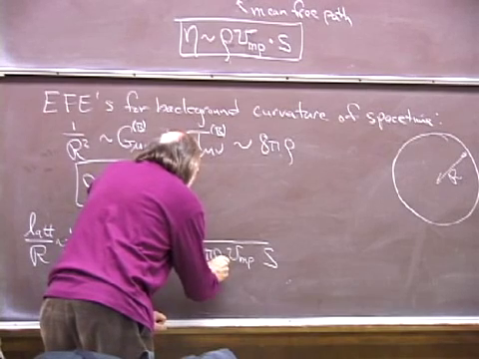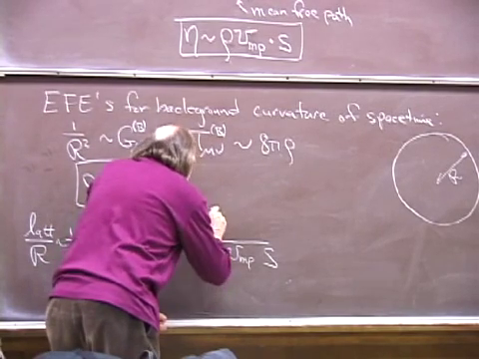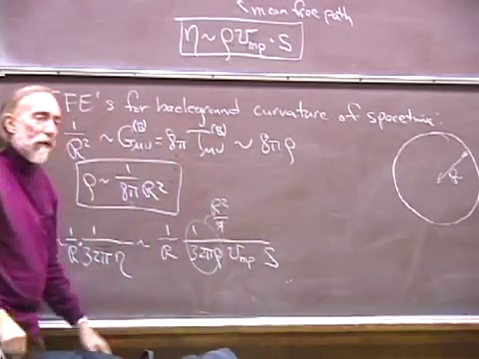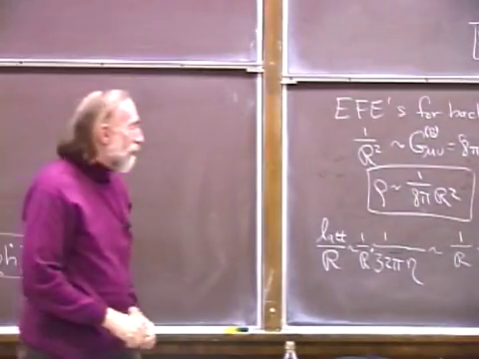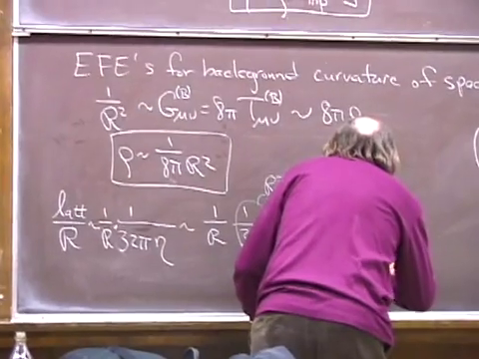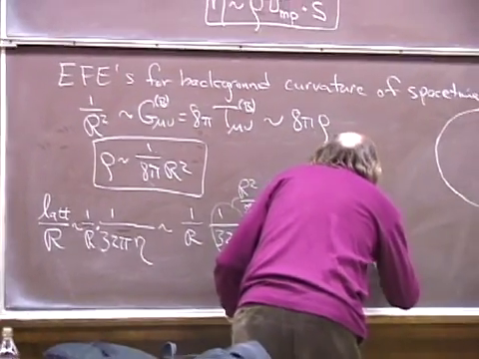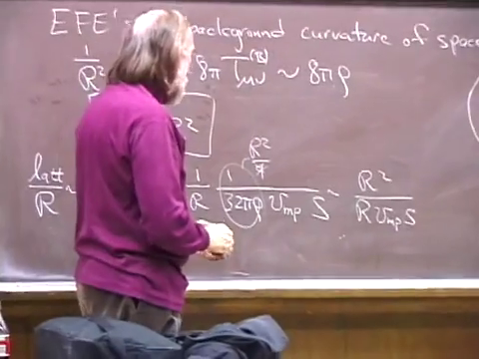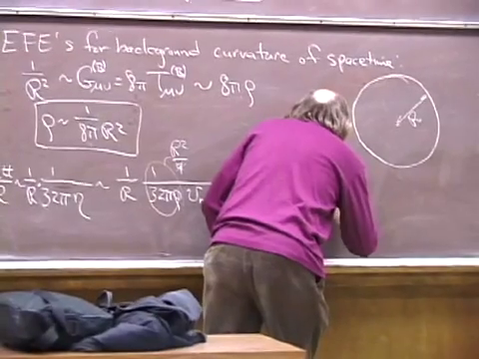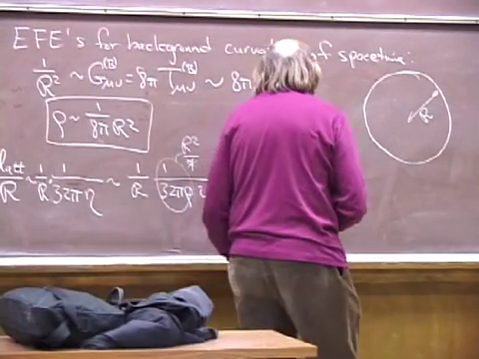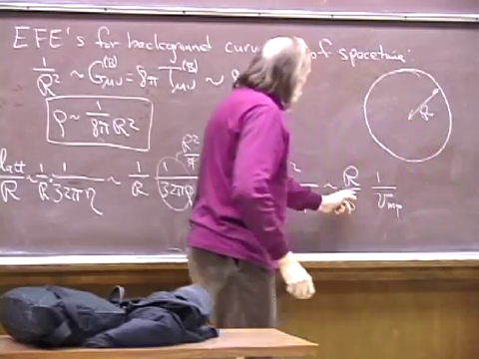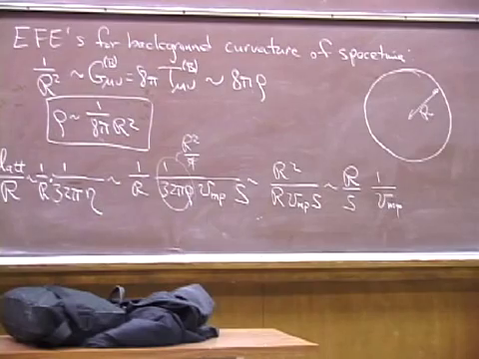Now, 1 over 32 pi rho, that piece is just r squared over 4, and 4 at my level of accuracy is unity. And so this just looks like r squared over r times the mean particle velocity times the mean free path. Or it's r divided by the mean free path and then 1 over the mean particle velocity. And so we want to ask ourselves, well, how big can the mean free path be?